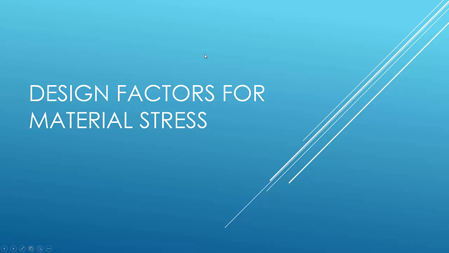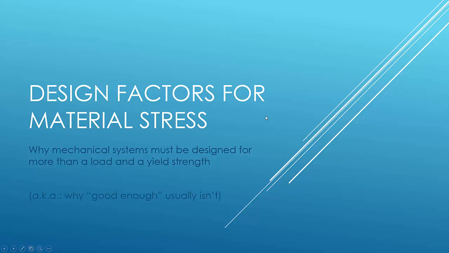And it might also be referred to as why mechanical systems must be designed for more than a load and a yield strength, based on our previous two videos. Or another way of looking at it is why good enough usually isn't. So why do we have to design and consider more than just the load and the yield strength? First off is the loading type.